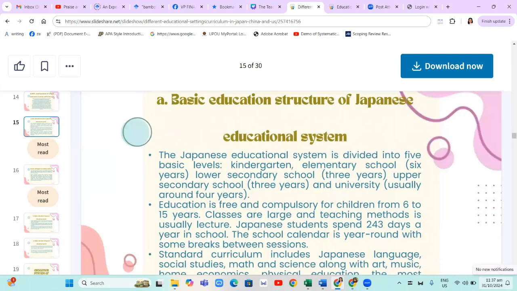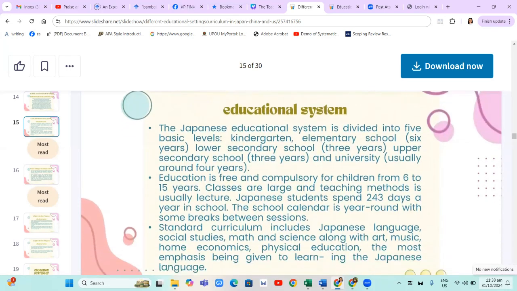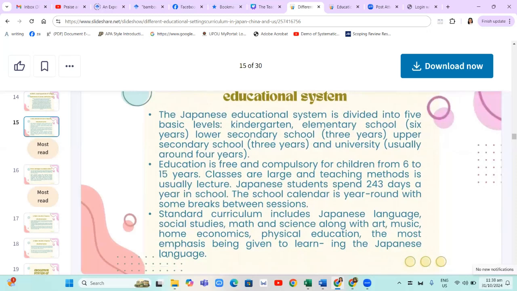Basic education structure of the Japanese educational system. The Japanese educational system is divided into five basic levels: kindergarten, elementary school, which has 6 years, lower secondary school, which has 3 years, upper secondary school, which has 3 years too, and university, which usually has around 4 years. Education is free and compulsory for children from 6 to 15 years.